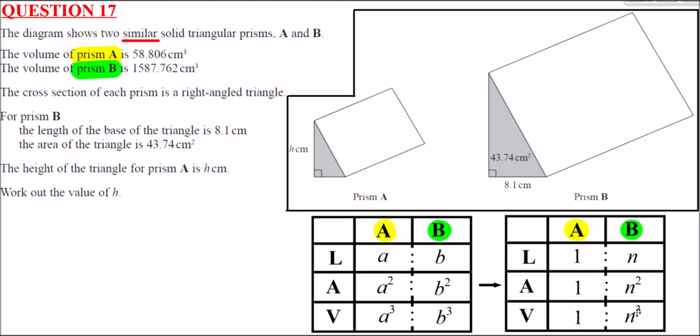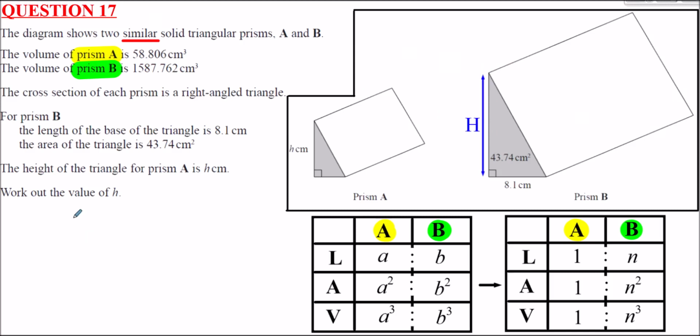So let's see if we can do this with prism A and B. So we've got the volume ratio. Well, we can get the volume ratio quite easily. First of all, let's see what we're trying to work out though. We're trying to work out h, which is here. So you could bet anything it's going to link to the bigger height here. I'll add this on.